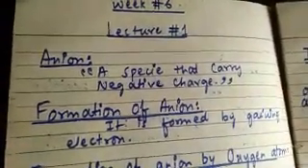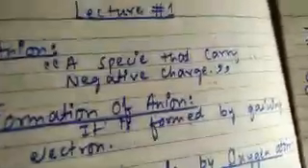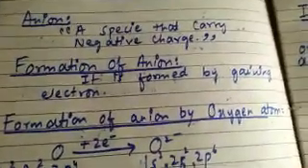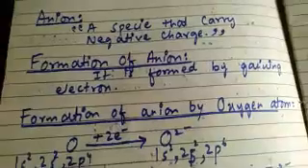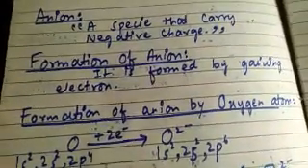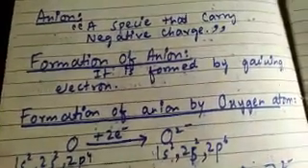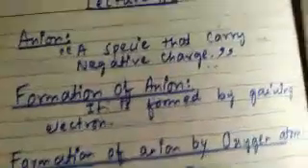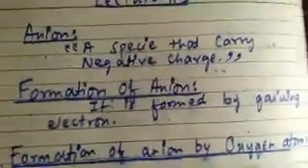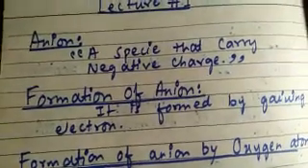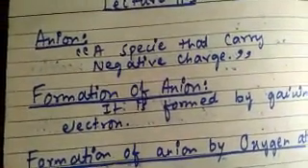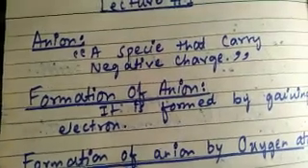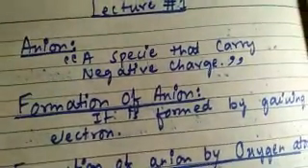Today we will discuss anion. Any species that carries a negative charge is called an anion. In cation we discussed species that carry a positive charge. So an anion is a species that carries a negative charge. A cation is formed by losing electrons, but an anion is formed by gaining electrons. So this was the definition and representation of how a cation is formed, how an anion is formed, and what an anion is. A species that carries a negative charge and is formed by gaining electrons is called an anion.